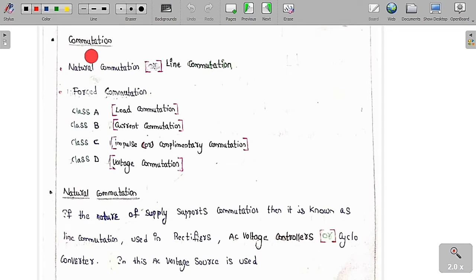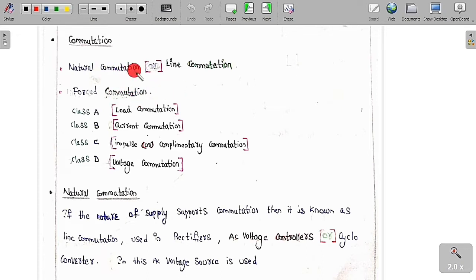Now, commutation. An SCR is a semi-controlled device: we can only turn it on but not turn it off. So sometimes we have to forcefully turn off the SCR with the help of some circuit, and that is called commutation. We can go for natural commutation, or line commutation, or forced commutation. So there are two methods of turning off: the natural way, or line commutation, or the forced commutation.